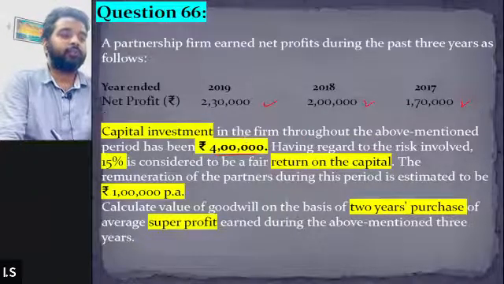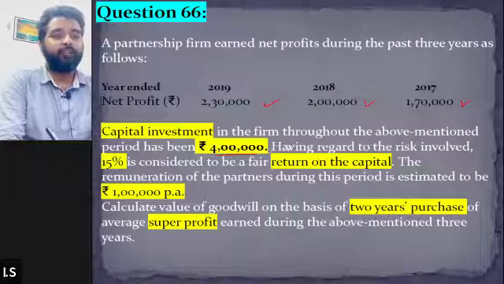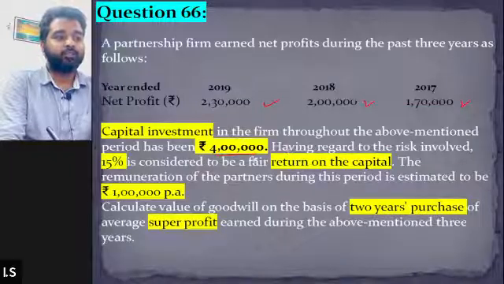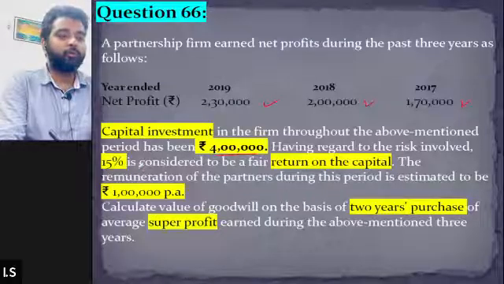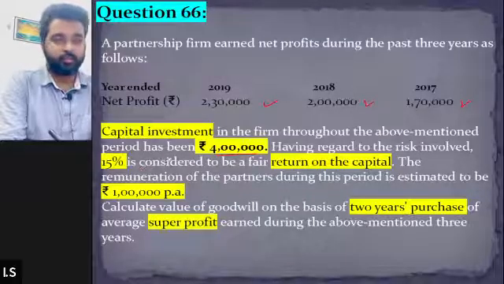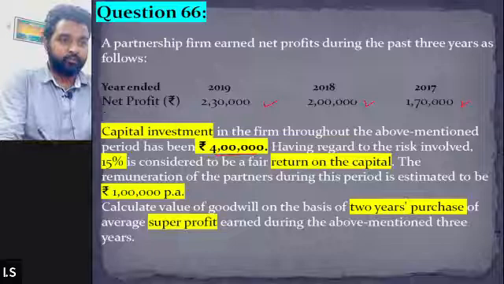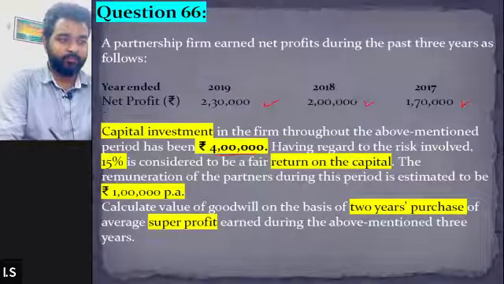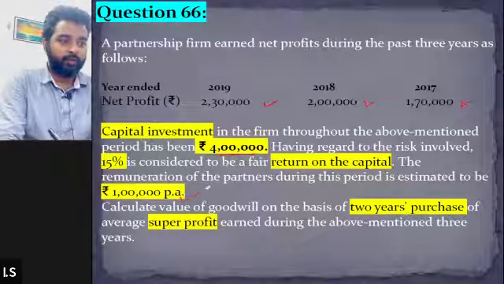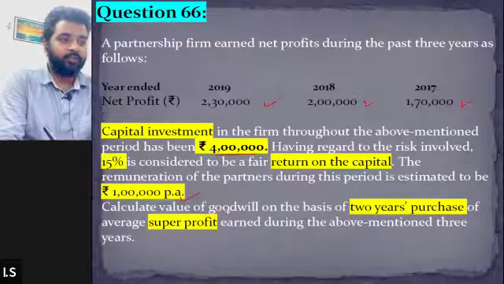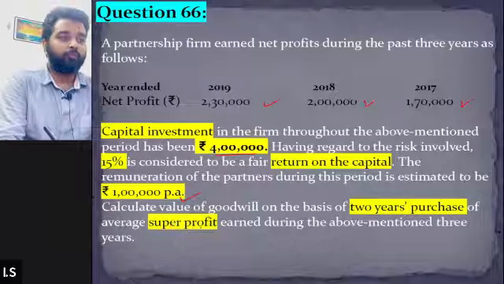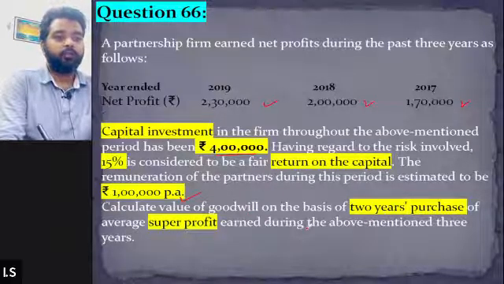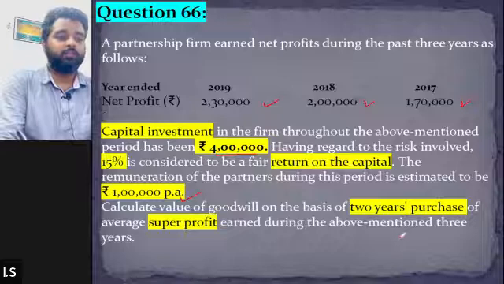So this is the capital employed of the business. Having regard to the risk involved, 15% is considered to be the fair return on the capital. That means 15% is the ROR of the business, rate of return of the business. The remuneration of the partner during this period is estimated to be 1 lakh. So remuneration of the partner is 1 lakh. Calculate the value of the goodwill on the basis of 2 years purchases of the average super profit earned during the above mentioned 3 years.